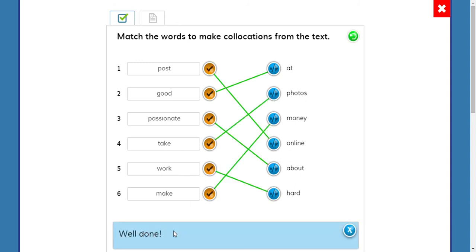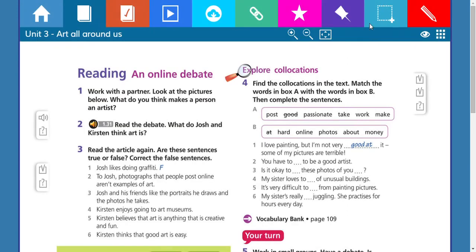No, that's the idea. Remember, the answers are in the book. If you want to check it, excellent. Now, let's see. Let's complete the second activity here.